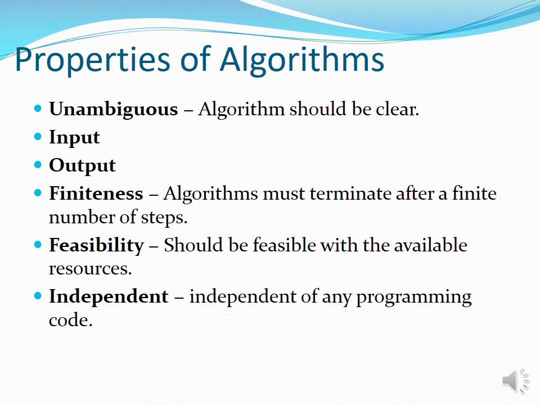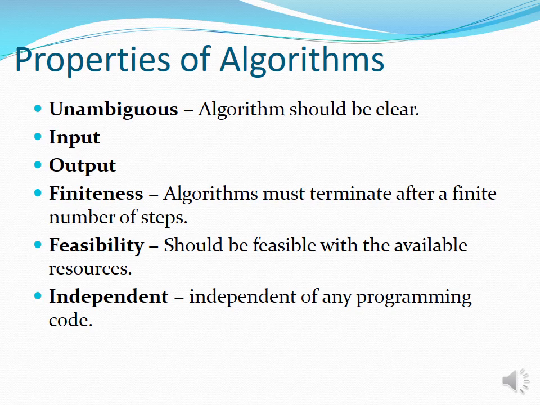Algorithms have certain properties. Unambiguous: it should be clear. You cannot go about wondering how you're going to solve the problem, because that will also cause your program to be complicated and you may not arrive at any solution. Obviously, you need inputs to produce certain outputs.